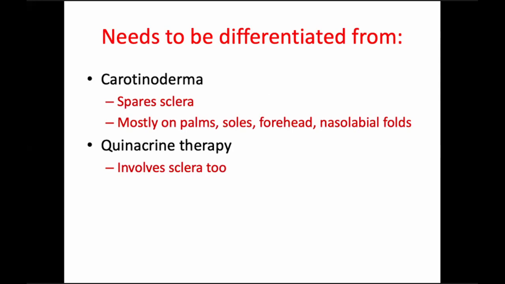So this yellowish discoloration, when we first see it, has to be separated from or differentiated from two conditions. Actually, one condition, the other one is rare. The common condition is carotenoderma. That is the deposition of carotene or vitamin A in the skin. So this is seen especially during times when people consume lots of carotene-containing foods, and the favorite is mangoes.